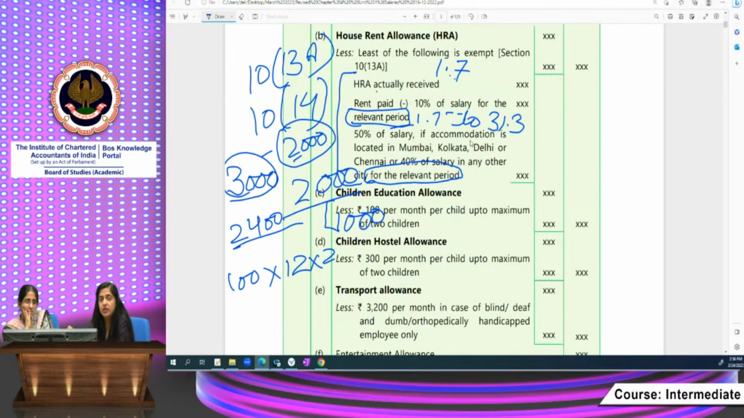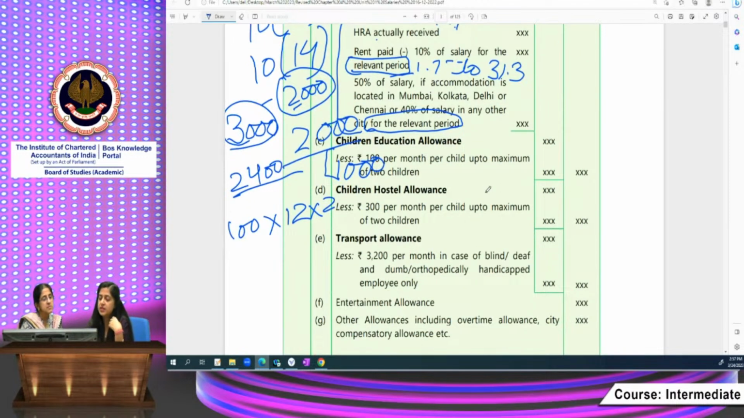So be logical in this regard. It's not like a flat rate of 100 per month; it's 100 per month up to what you are receiving from your employer. Similarly, in case of children hostel allowance, there is an exemption of 300 per month per child, maximum of 2 children. Transport allowance.